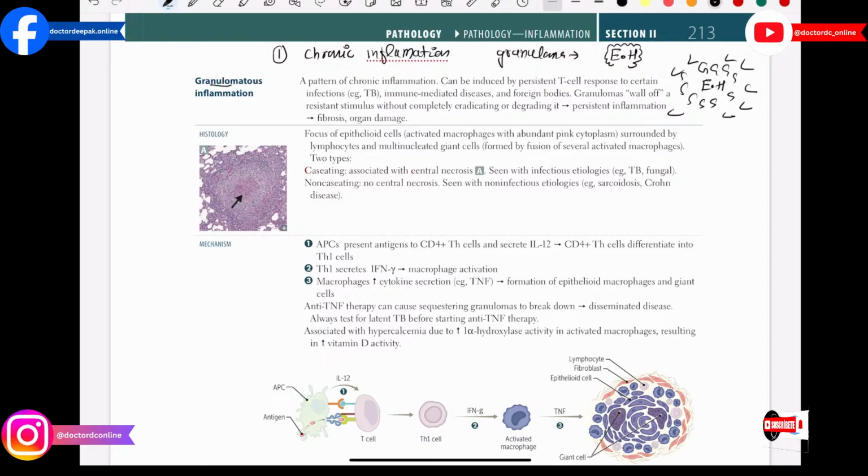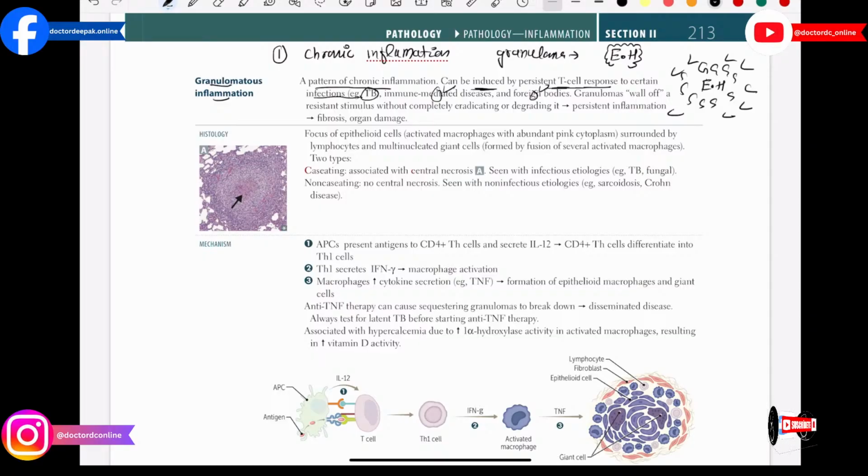First of all, granulomatous inflammation is a pattern of chronic inflammation. It is a subtype of chronic inflammation, and it can be induced by a persistent T cell response to certain infections like TB, immune mediated disease, or foreign body. So what is the meaning of these lines?